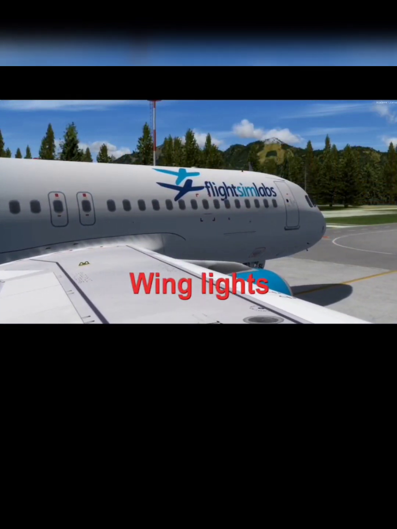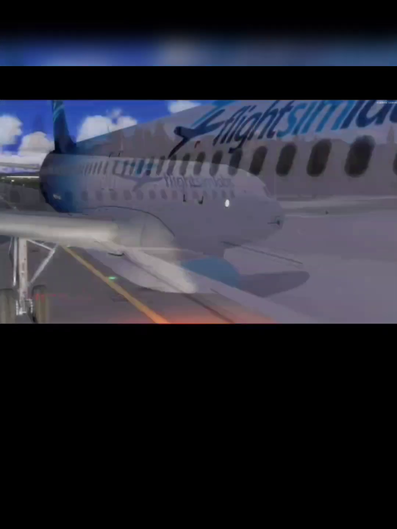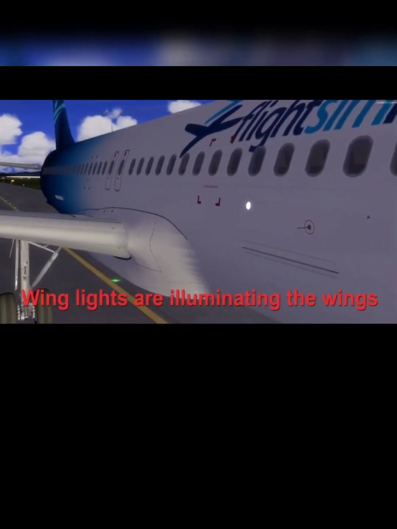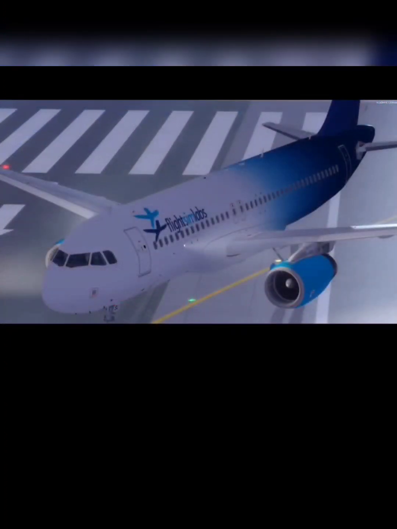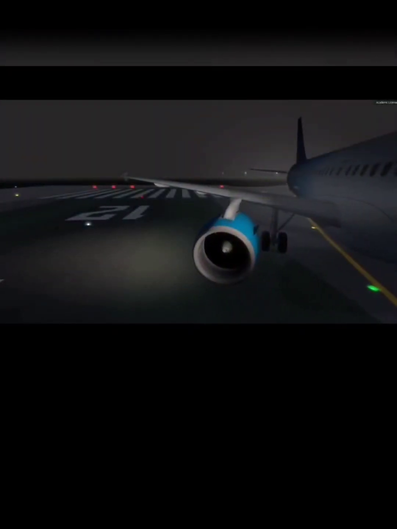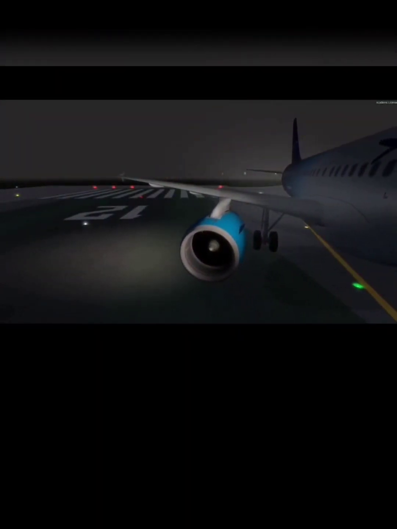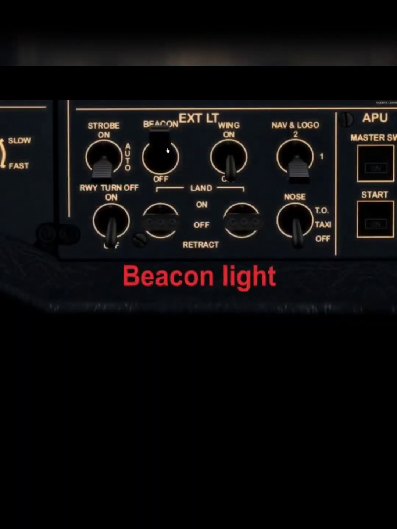Wing lights are basically there to show the status of the wings as well as the engine, whether any icing is formed or what is the status of the wing, because we don't want any icing condition on the engine or on the wing area. It will give us a false indication, so that's why we have this light, so that we can scan.